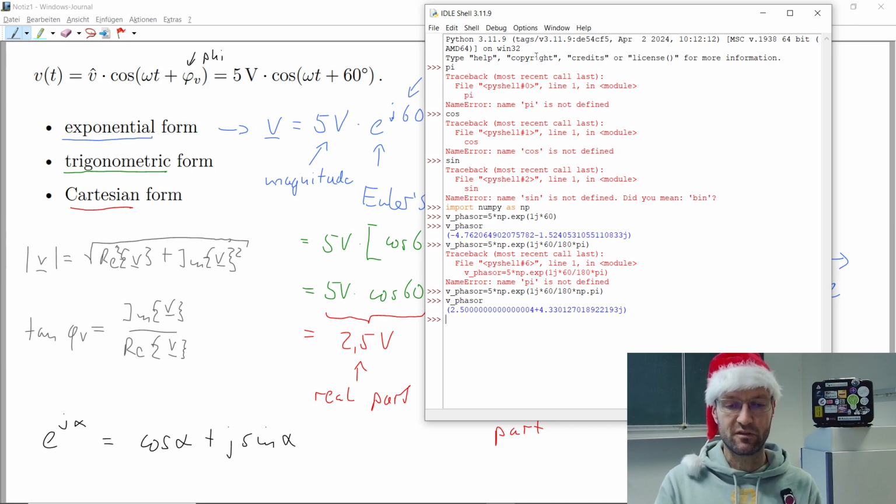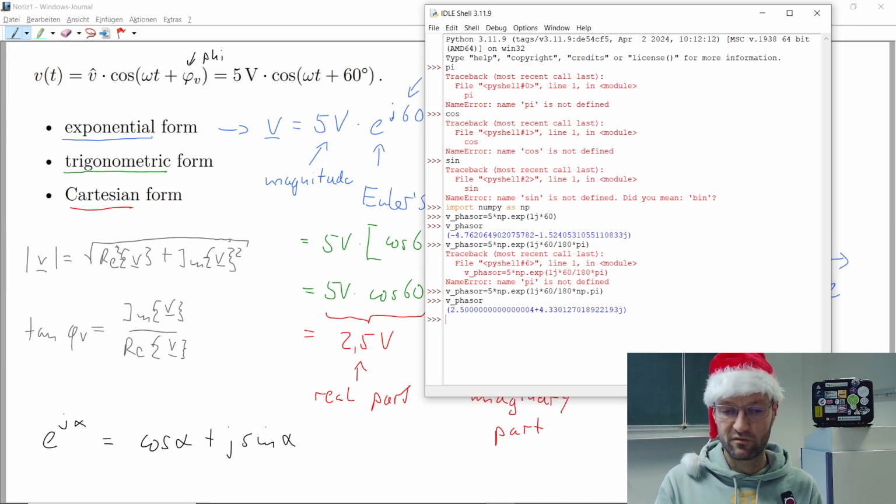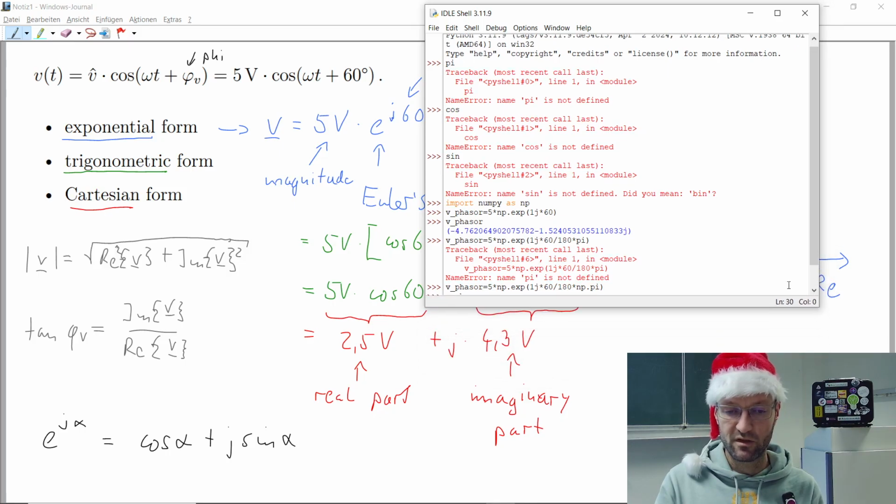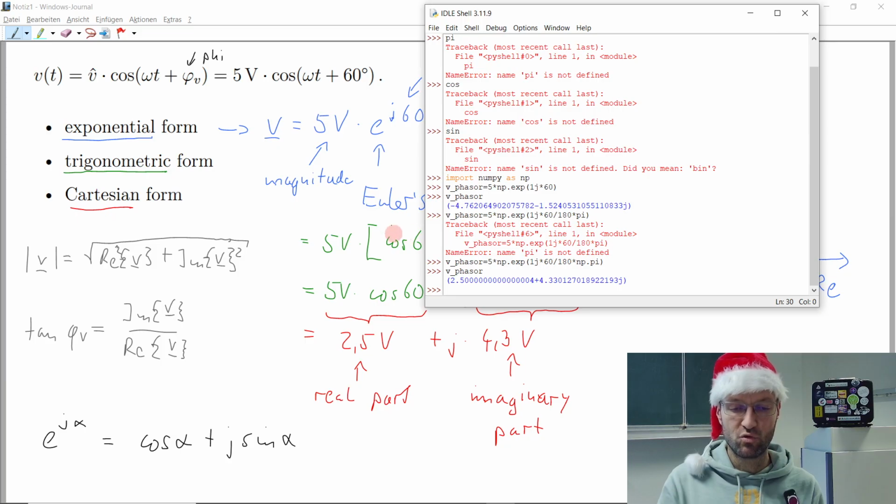Then we see, oh, this is looking nice, because if I make this window a bit smaller, so that we can also see the other result from before, then we get 2.5000 with some 4 at the end. Why do we get the 4 at the end?